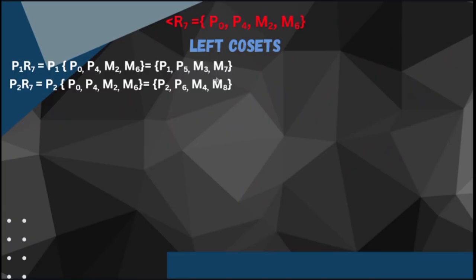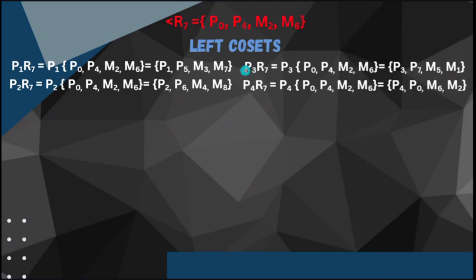For rho sub 2 multiplied by R sub 7, we have rho sub 2, rho sub 6, mu sub 4, and mu sub 8. For rho sub 3 multiplied by R sub 7, we have rho sub 3, rho sub 7, mu sub 5, and mu sub 1. For rho sub 4 multiplied by R sub 7, we have rho sub 4, rho sub 0, mu sub 6, and mu sub 2. The elements of these four left cosets contain all the elements of our group.